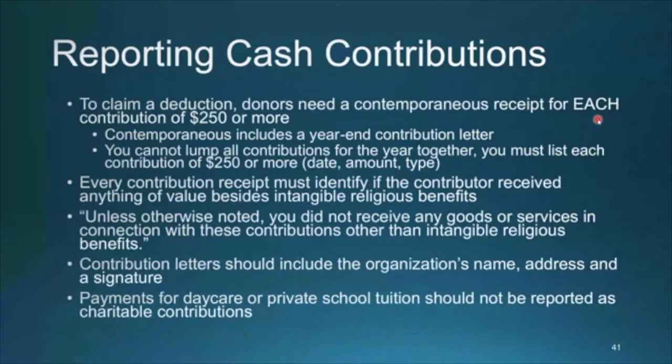All right, we're going to talk about reporting cash contributions. To claim a deduction, donors need a contemporaneous receipt for each contribution of $250 or more. Contemporaneous basically means on the spot or now, but the IRS has stated that you can send them a year-end contribution letter, and that still will meet the definition of contemporaneous. So if you send year-end contribution letters, you're fine. You have not violated any rules that way.